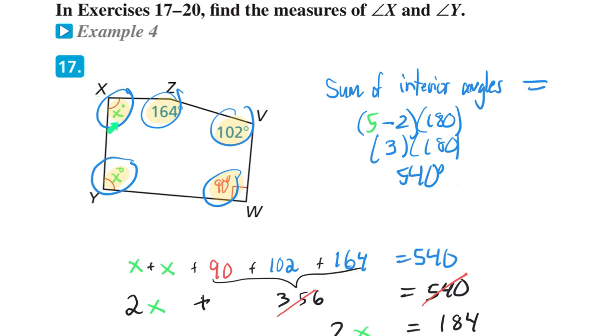Oh, the way we set it up, they're x degrees. So we have our answer. Each of those angles is 92 degrees.